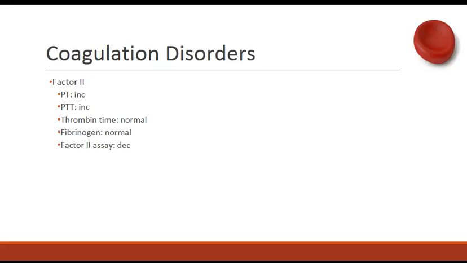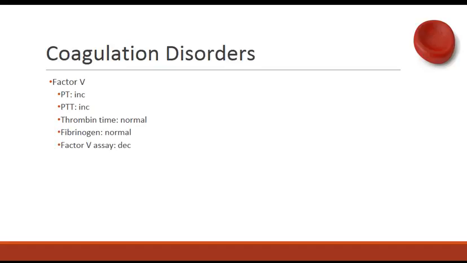Factor 2 deficiency is in the common pathway, so both of them are increased. The fibrinogen is the same because this doesn't affect the fibrinogen. And factor 2 assay is decreased. That is a test to check the level of the patient's factor 2, and it will be decreased or absent altogether.